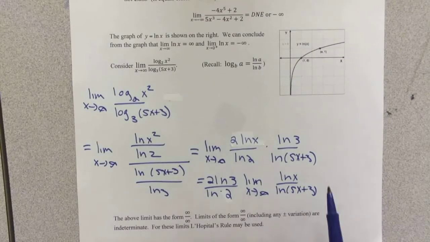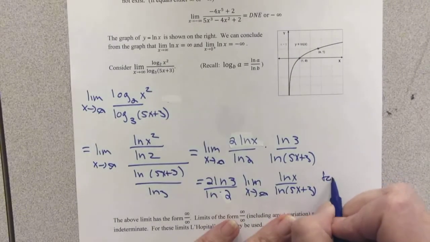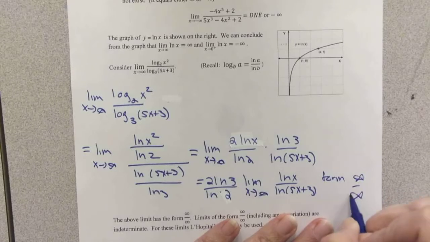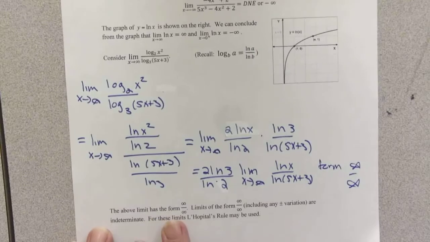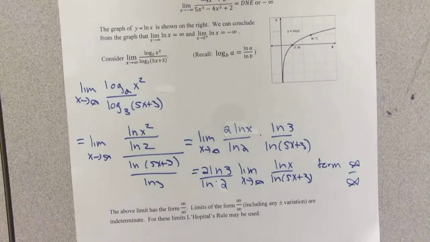And right here, my form is infinity over infinity. So I got it all simplified to things that look familiar. But my form is infinity over infinity. And that's what I say down here. The above limit has the form infinity over infinity. Limits of the form infinity over infinity, including any plus or minus variation, are indeterminate. For these limits, you may also use L'Hopital's rule.